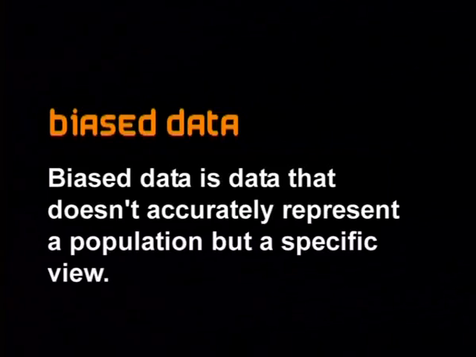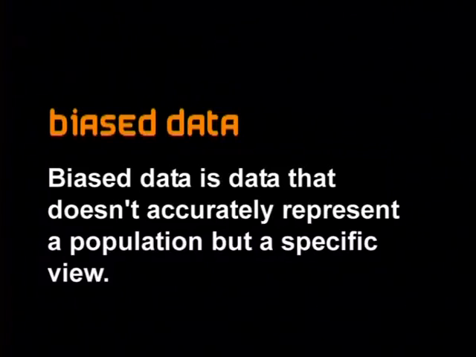Well, what your waiter did is quite a common problem in census and surveys. It's called bias. Biased data is when data does not accurately represent the population, but is manipulated to represent a specific view. In this case, to show that the waiter provides good service. Can you explain a little bit more?